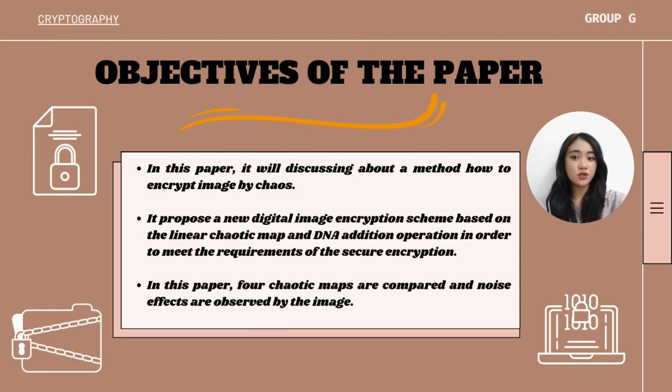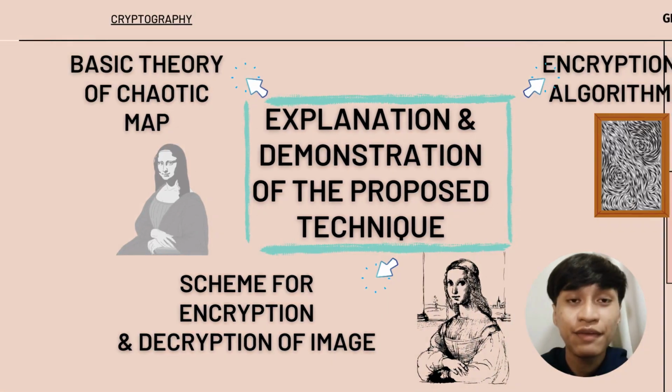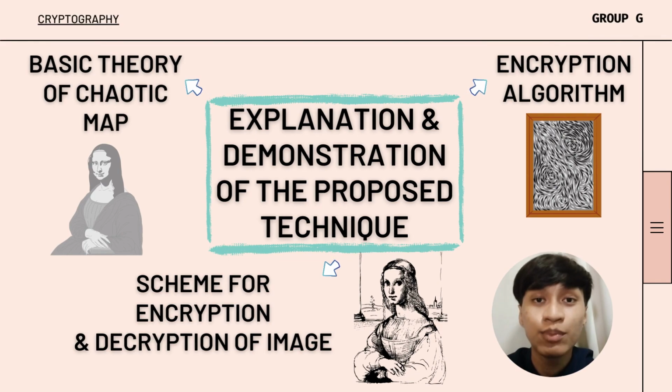It proposes a new digital image encryption scheme based on the linear chaotic map and DNA addition operation in order to meet the requirements of secure encryption. There are 4 chaotic maps, which are compared, and the noise effect on the image is observed. Now let's have a look at the explanation and demonstration of the proposed technique in this paper.